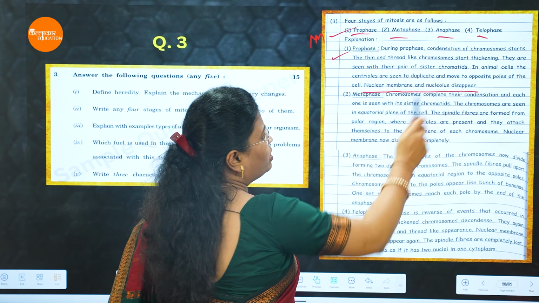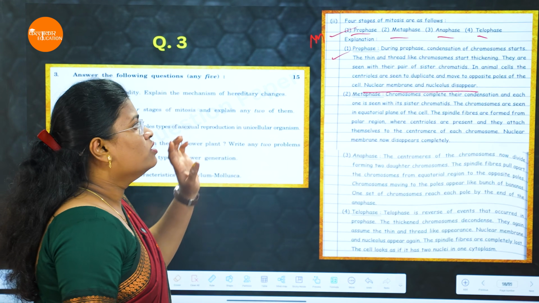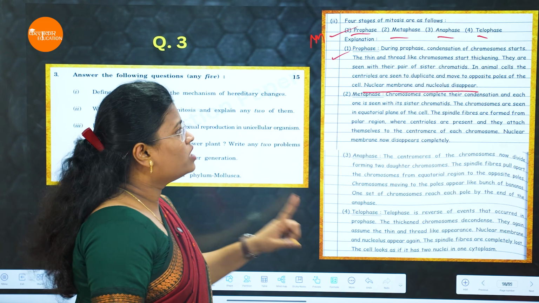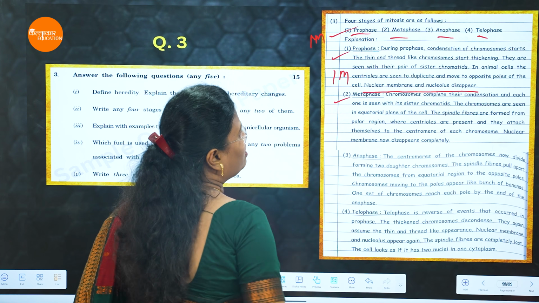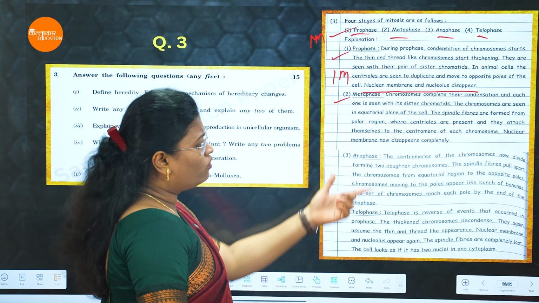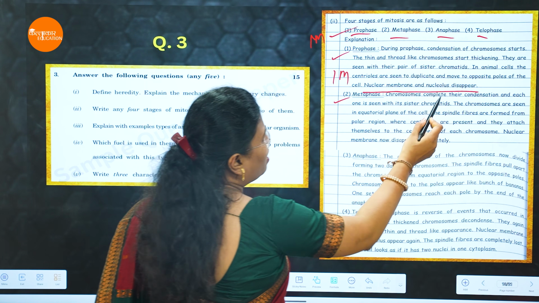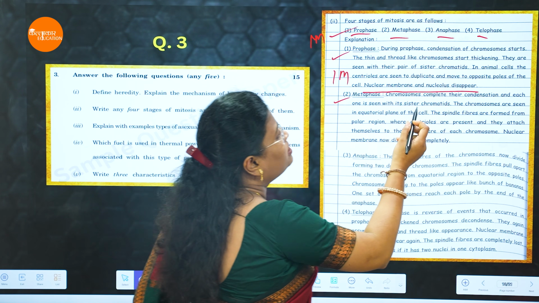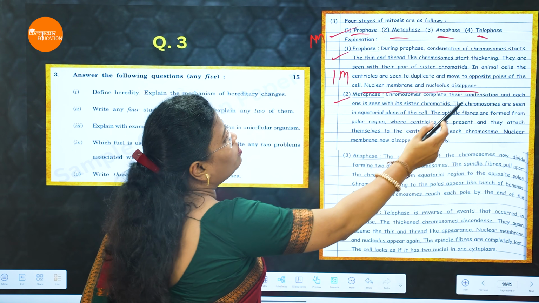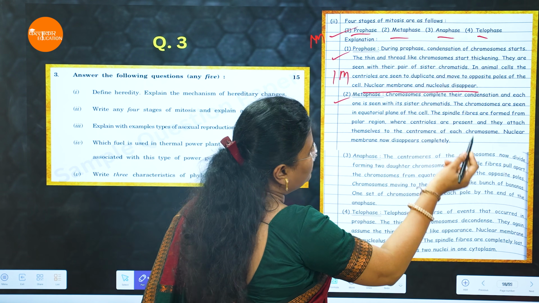This is a very important sentence. You have to mention this sentence in your point. So this is the first point and for that you will get 1 mark. The second point will be metaphase, or any of these phases you can explain. In metaphase, chromosomes complete their condensation and each one is seen with its sister chromatids. The chromosomes are seen in the equatorial plane of the cell.